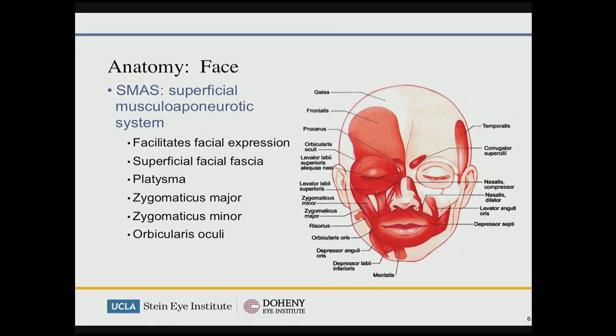The SMAS, as I mentioned, facilitates facial expression, and it consists of the superficial facial fascia, the platysma, the zygomaticus major, zygomaticus minor, and the orbicularis oculi.